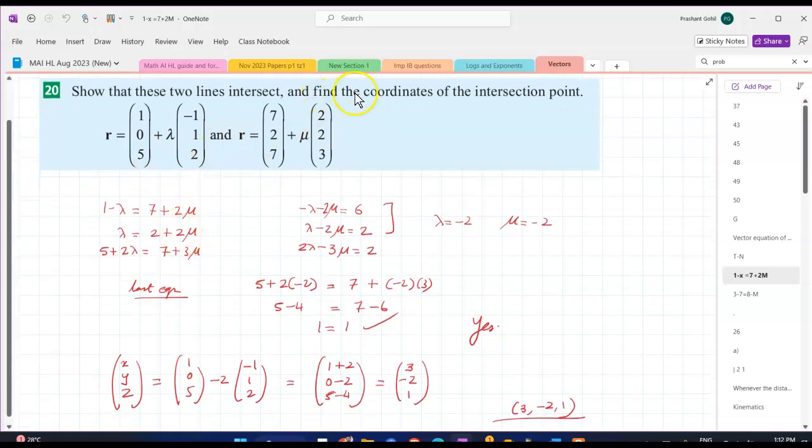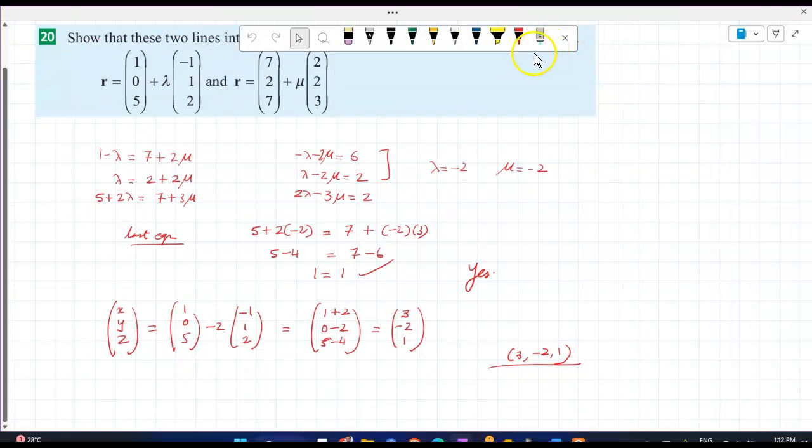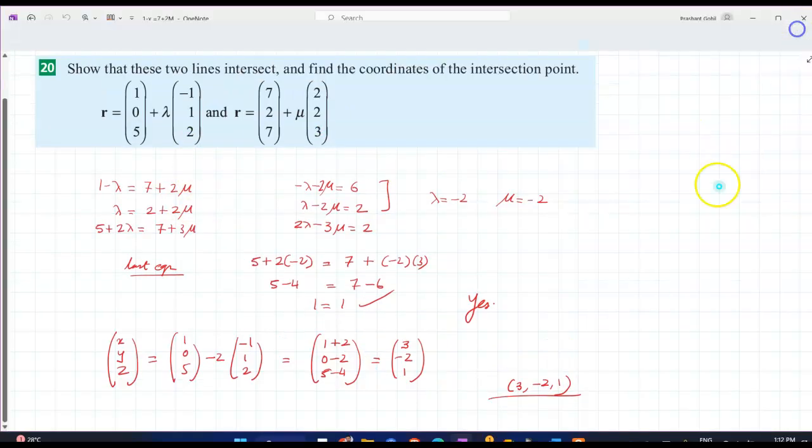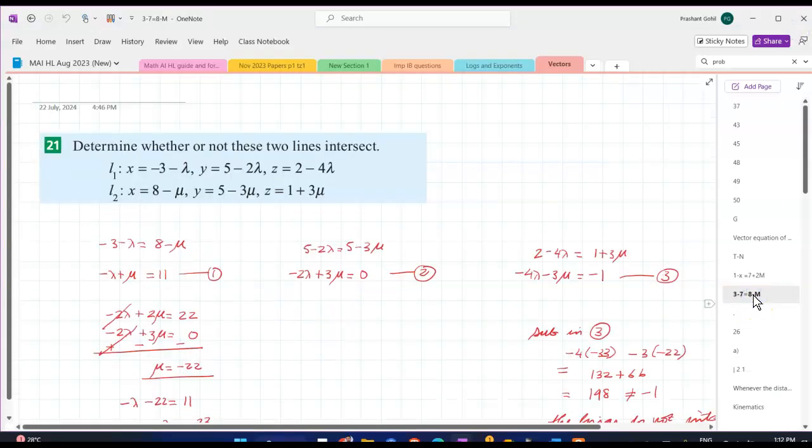Now, to find the coordinates of the point of intersection, you substitute. If it's lambda, put it back in this. So you'll get your x, y, z. That's your point of intersection. If they ask you coordinates, you substitute in one, or you put mu in the other one. No need of doing both. How do you find the angle between two lines? That will come further down.